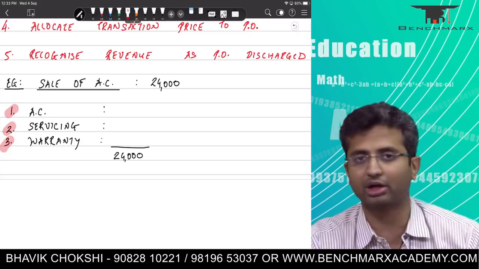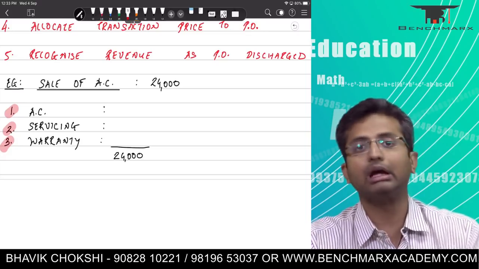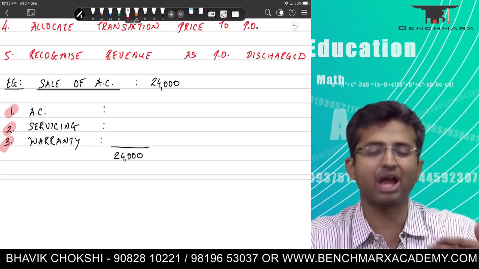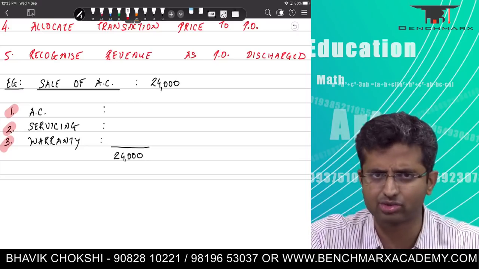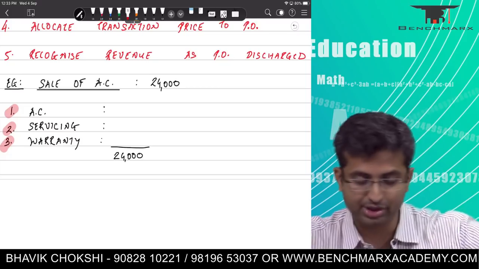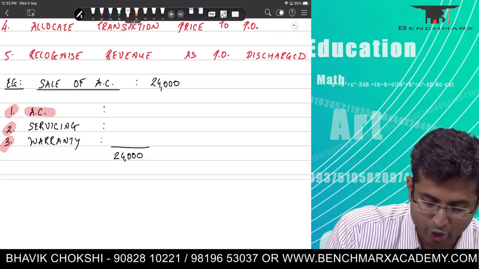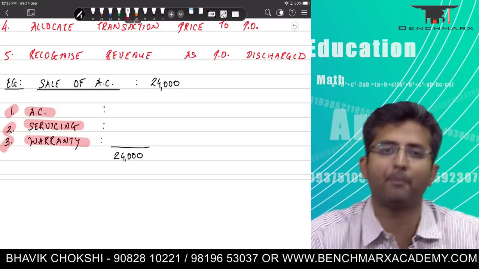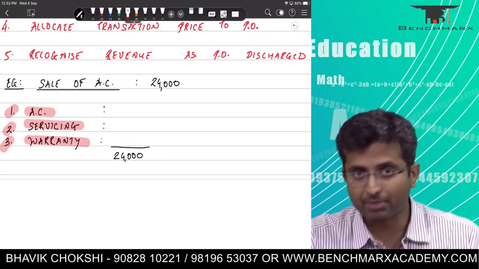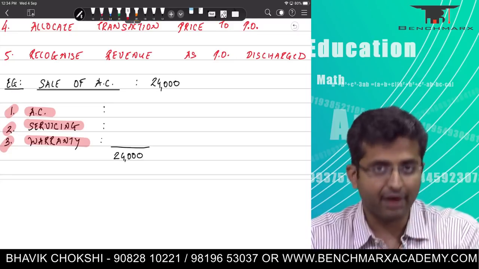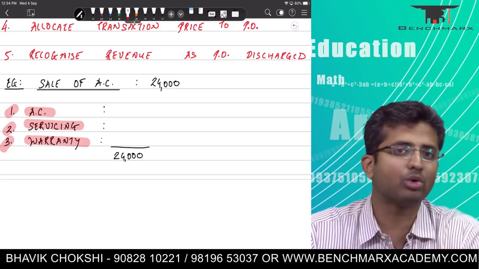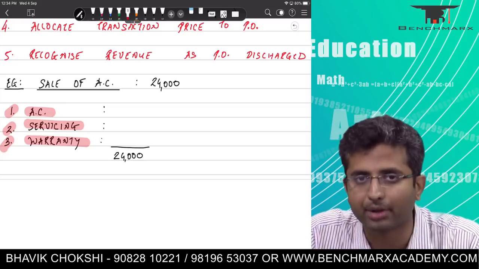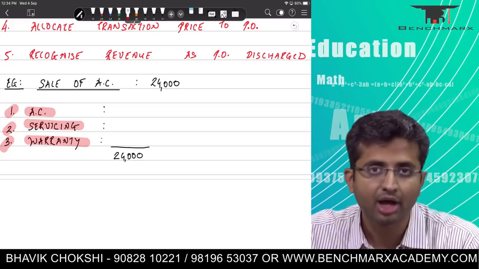So how should you recognize revenue? Not merely when the AC is transferred, but when each and every performance obligation gets discharged. So that is the first principle, the core principle: you recognize revenue as and when you transfer each performance obligation. Well, fundamentally it sounds correct. However, you also need to find the amount at which revenue should be recognized, because on your invoice you will just see a 24,000 number which is attributable to the AC.